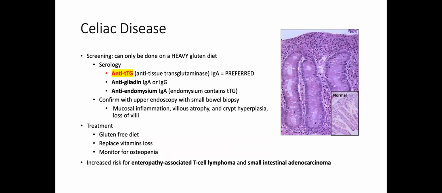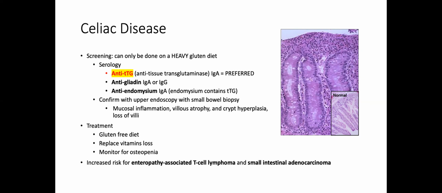So when we screen, the best serology would be an anti-TTG. So let's say we're on a test and we think, okay, this patient has celiac. And it says, what is the best screening choice? And it has anti-TTG, anti-gliadin, anti-endomysium, and some other thing that goes with something else.